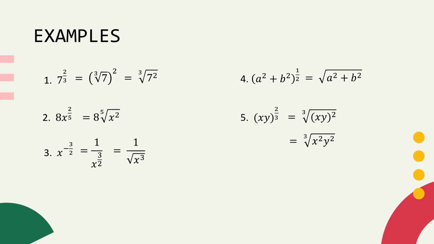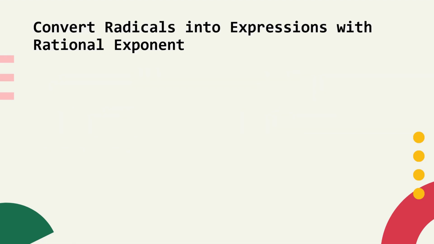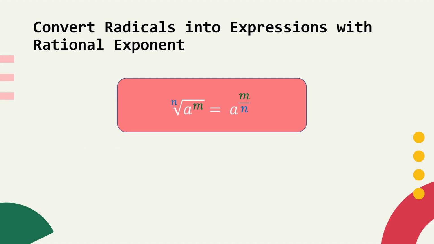This time, let's do the opposite. Let's convert radicals into expressions with rational exponents. In converting radicals into expressions with rational exponents, we have this rule. Let's observe the movement of the index and the power when it's converted into expressions with rational exponent.